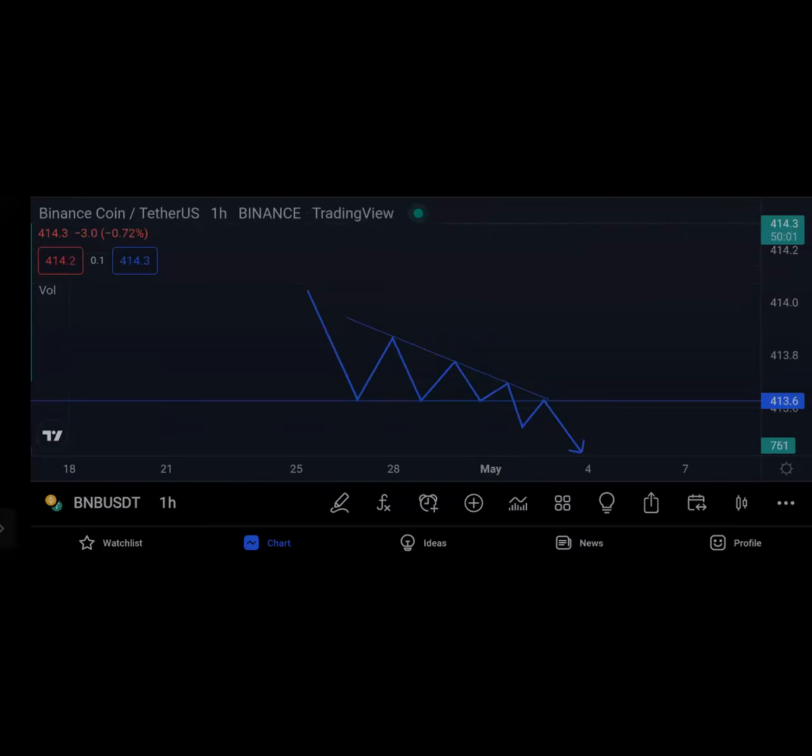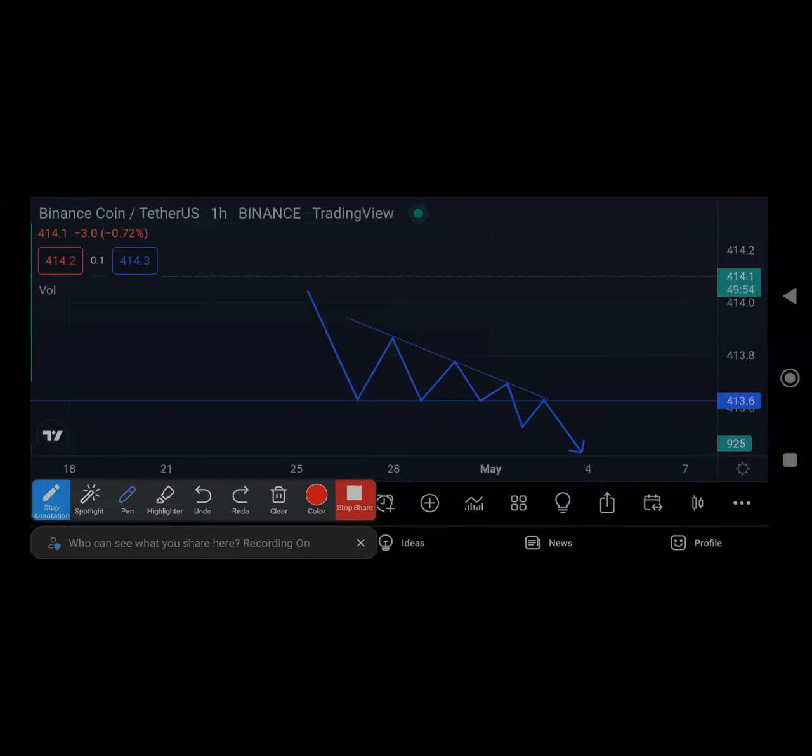The same way you make entry, which means for you to make entry on this kind of structure, you short on the resistance, or after the breakout, on the retest. Now, if I've forgotten to say, you only buy at a support and you only sell at a resistance. Have this in mind.